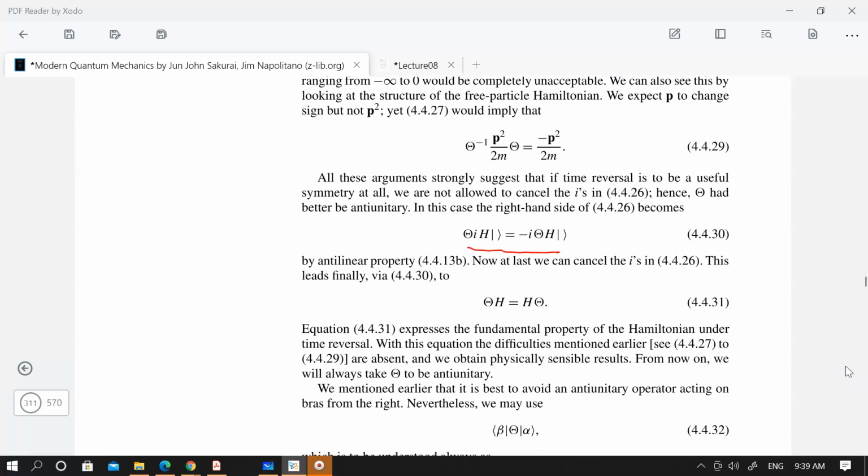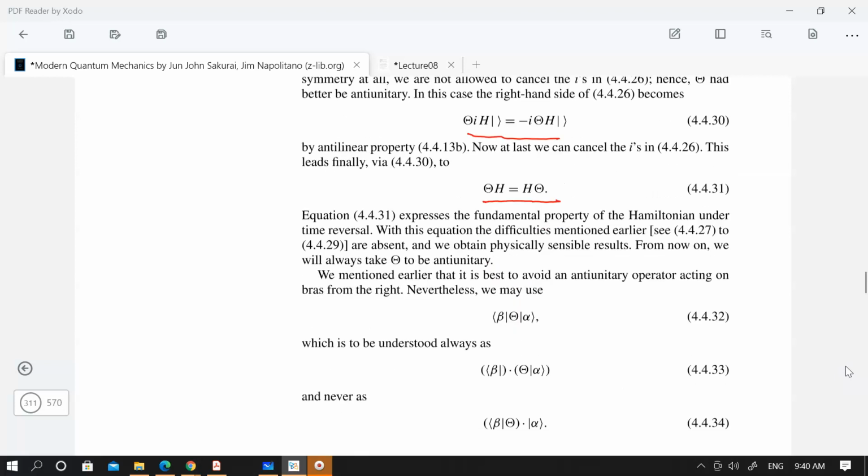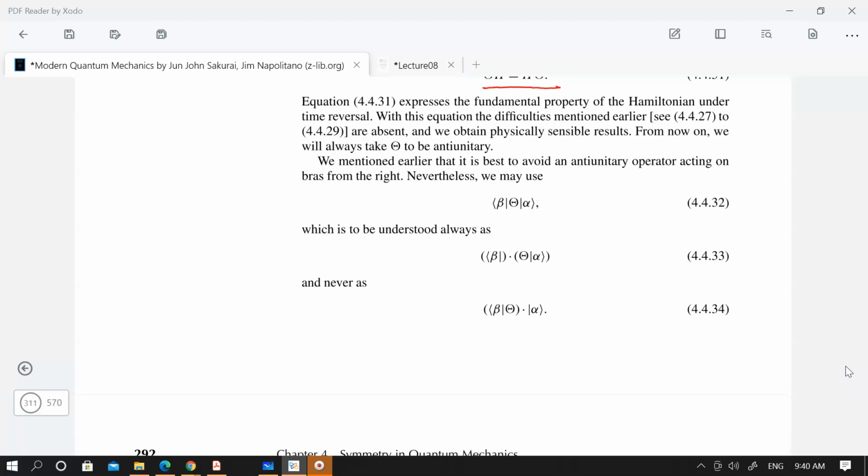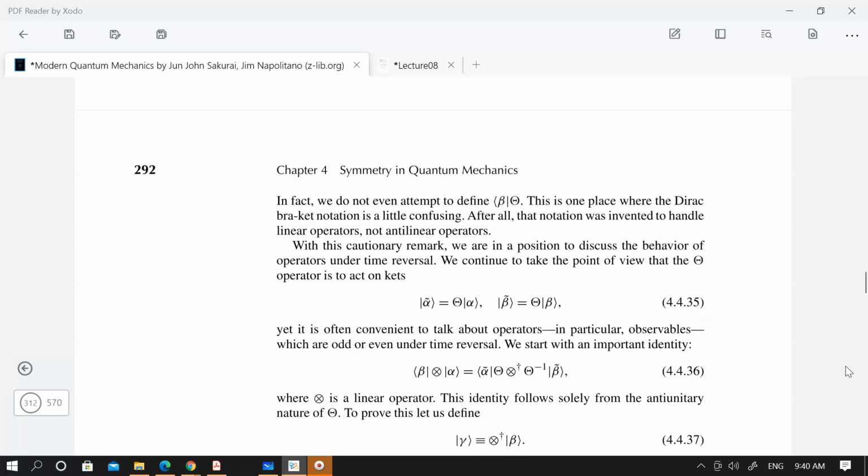Essentially this is the thing that we have. Because of the antilinear part, it will act on this i to give you a minus i, and that will actually give you in the end theta H equals H theta. I'm skipping some steps because I don't have notes for this yet, so bear with me, everyone. So theta will be anti-unitary as mentioned.